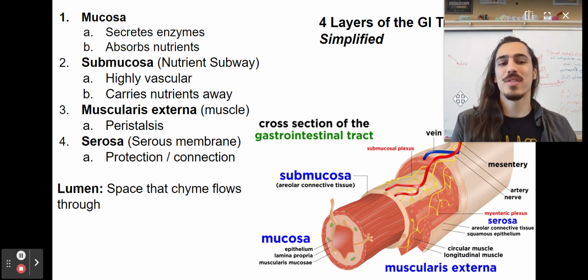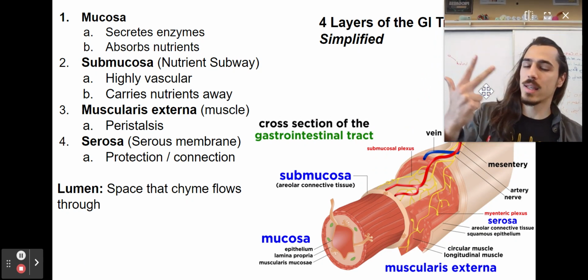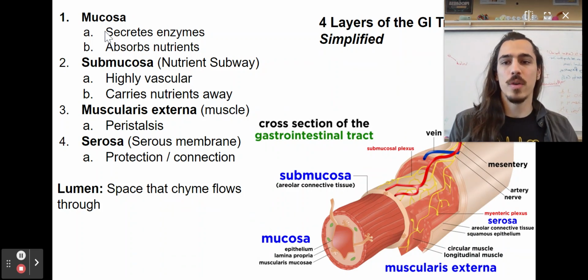The 4 layers of the GI tract are the mucosa, submucosa, muscularis externa, and the serosa. The first of those is the mucosa.